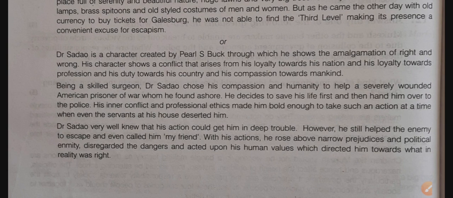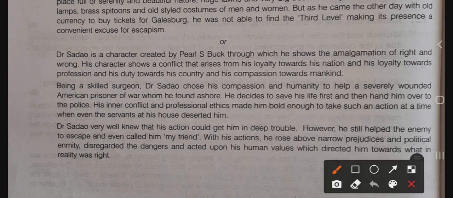Being a skilled surgeon, Dr. Sadao chose his compassion and humanity to help a severely wounded American prisoner of war, whom he found ashore. He decided to save his life first and then hand him over to the police. His inner conflict and professional ethics made him bold enough to take such an action at a time when even the servants at his house deserted him. So we have to discuss Dr. Sadao's two responsibilities. Number one as a doctor and number two as a citizen. And both we have to discuss.